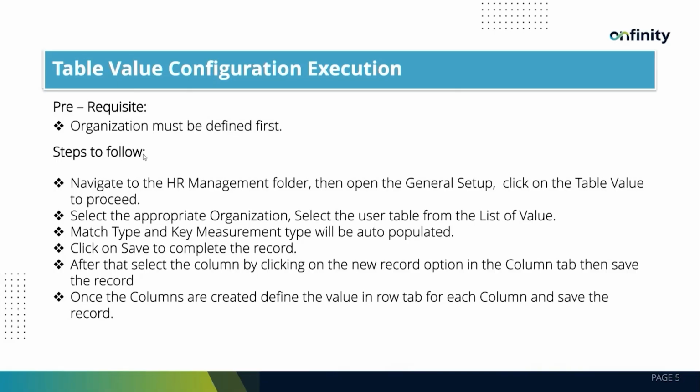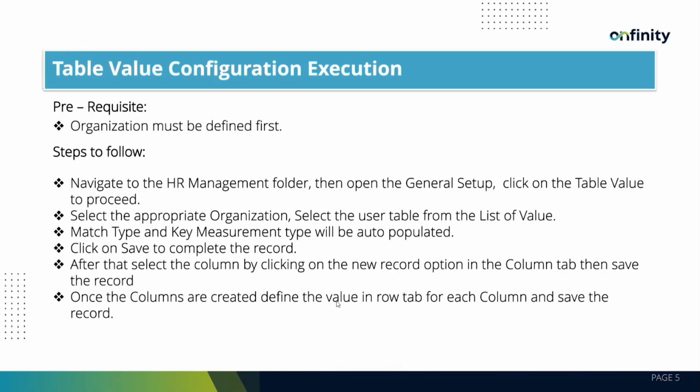To proceed, navigate to the HR Management folder, then go to General Setup, and click on the table value. Enter the organization and user table name from the list of values. Match type and key measurement type will be auto-populated once the table is selected. Save the record. Next, go to the Column tab, select the column shown in the drop-down, and save the record. Then, go to the Row tab to define the value against each column and save the record.